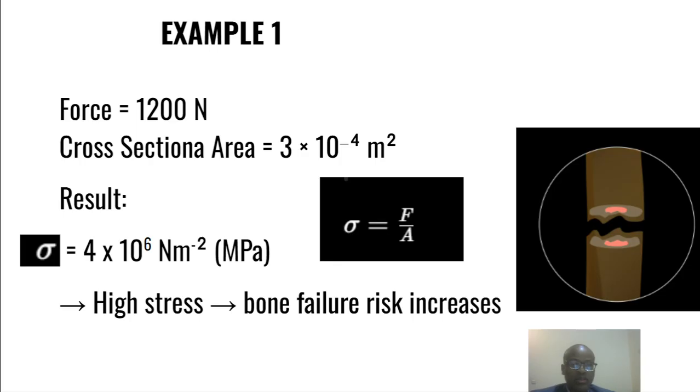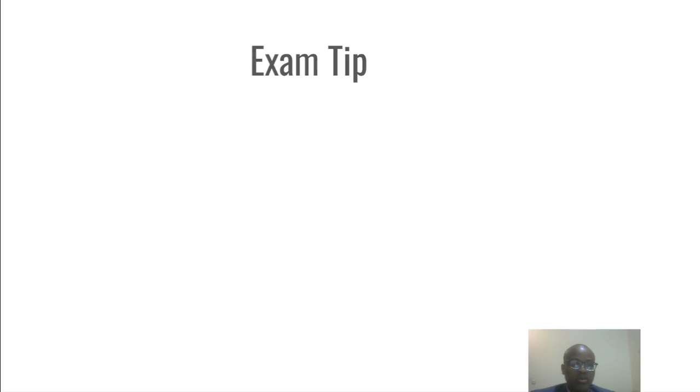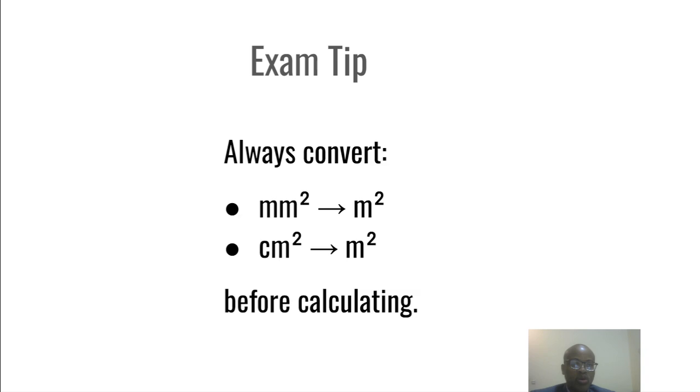All right, so now let me share with you an important tip that will help you in your exam. Many students make this mistake. Always remember to do your conversions. Most of the time, the cross-sectional area can be given in millimeters or even in centimeters. Always make sure to convert to meter squared. Very important. If you're not able to convert, you're going to lose marks.